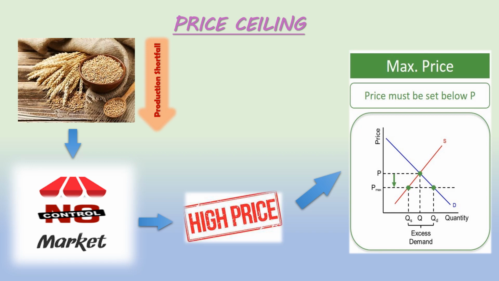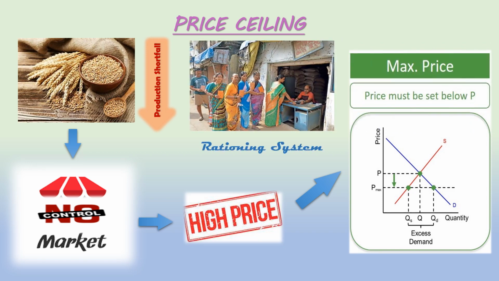But the best way in this case is to introduce rationing by the government. Under the rationing system, each buyer is allocated a quota such that the total available supply is distributed among all the buyers.